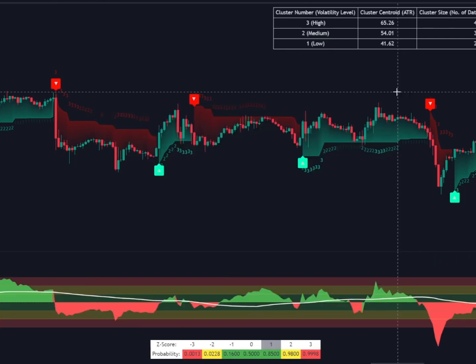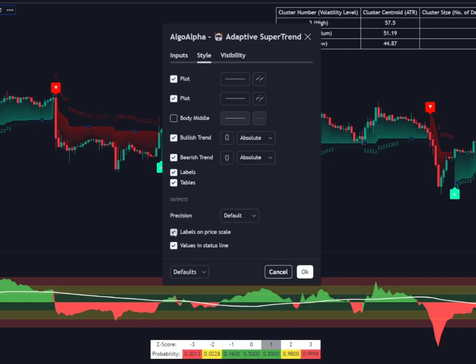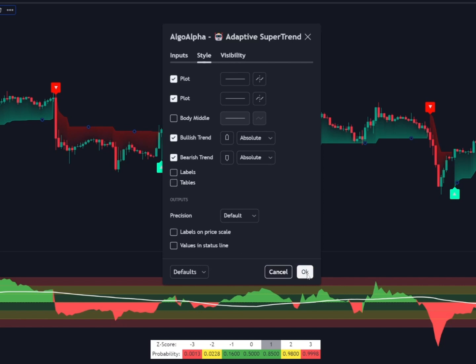Now let's make some small changes to the settings. Go to the Settings tab for the Adaptive Super Trend. We will smooth out the signal by increasing the ATR to 20. Now go to the Style tab. I have unticked the Labels and Tables options as I don't need them for this strategy.